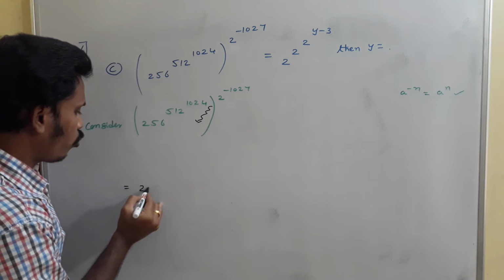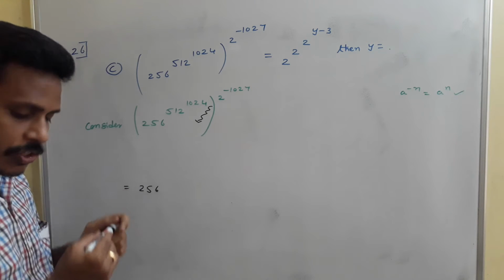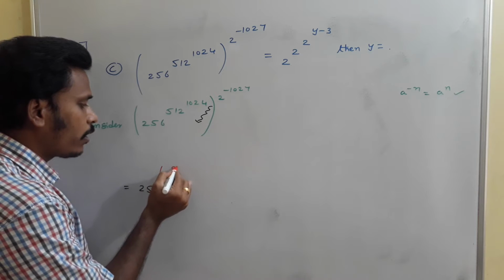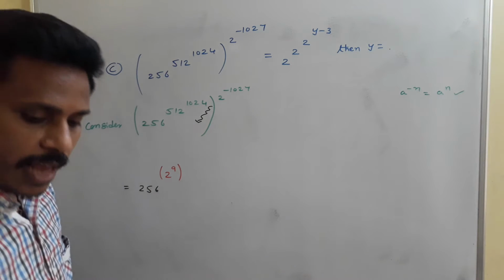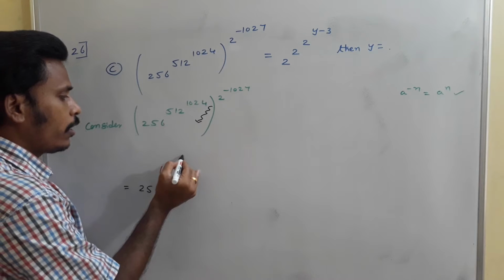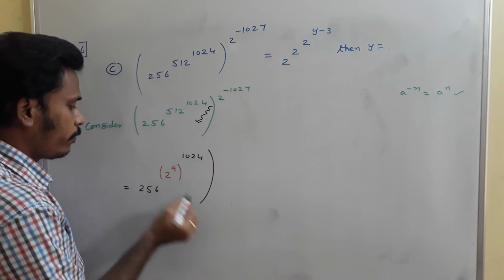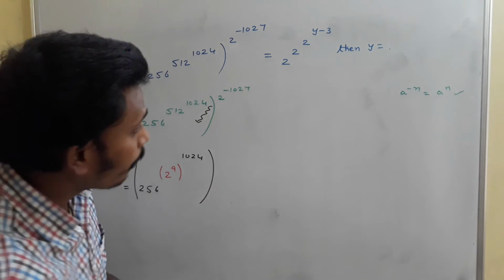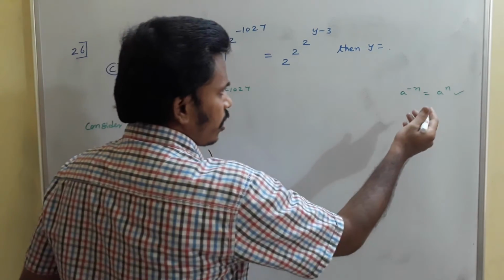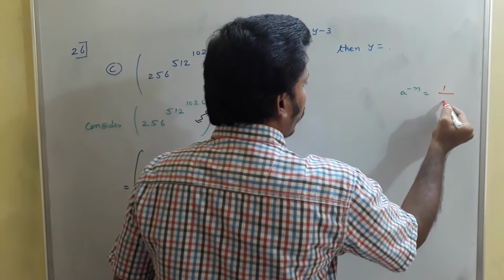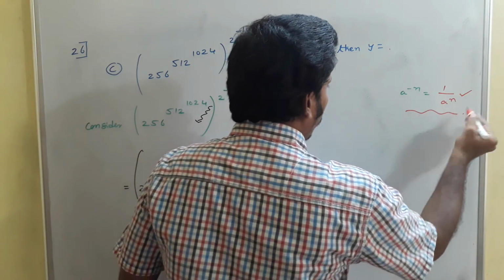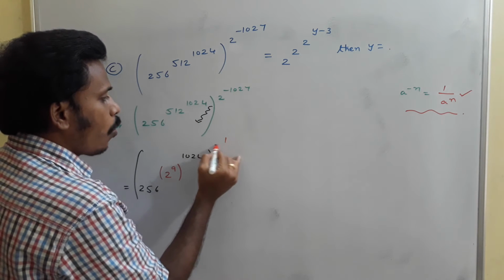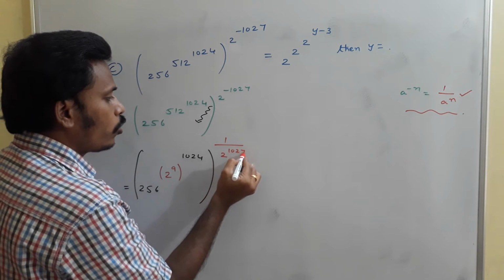So this is equal to 256 to the power, and I will rewrite 512 as 2 power 9, to the power 1024. And this 2 power minus 1027 can be written using this particular rule. Wait, I made a mistake there: a power minus n is 1 by a power n. So this 2 power minus 1027 is 1 by 2 power 1027.